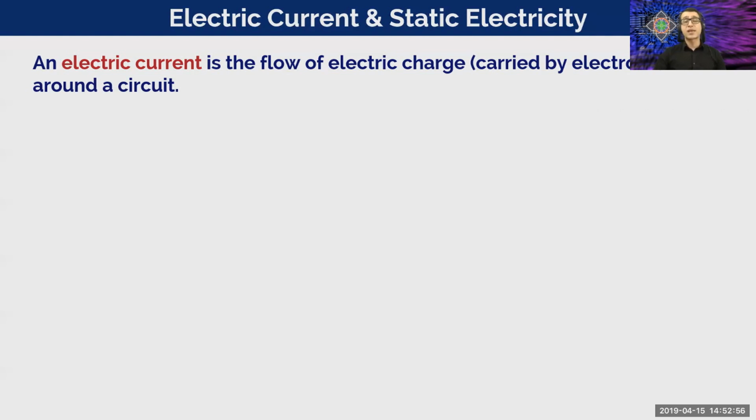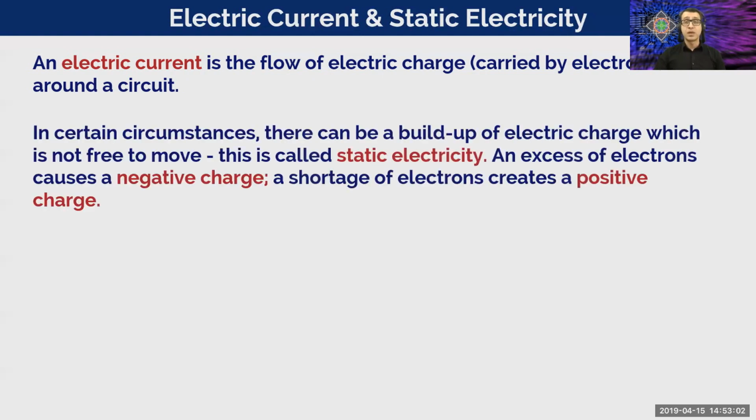So in certain circumstances, there can be a buildup of electric charge which is not free to move. And again, this is called static electricity. An excess of electrons, in other words, having more electrons in an object than protons, causes a net negative static charge to be on that object. And again, a shortage of electrons, in other words, more protons than electrons, causes the opposite. It creates a static positive charge on that object.